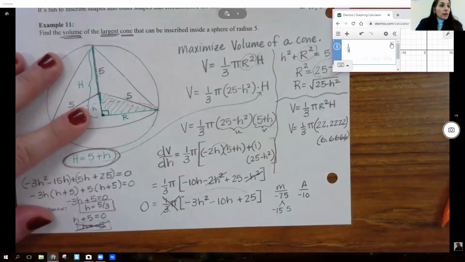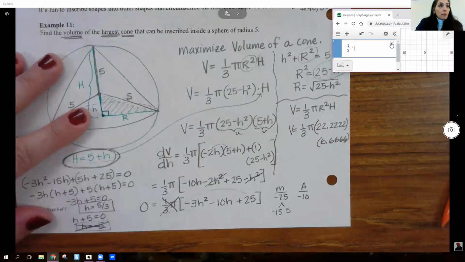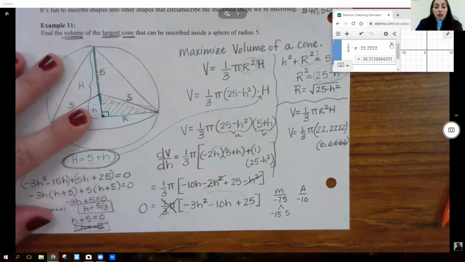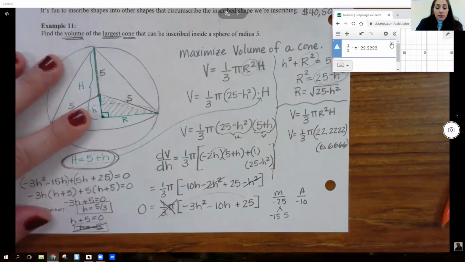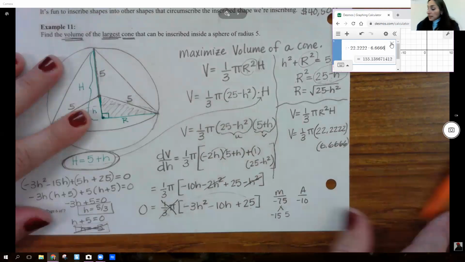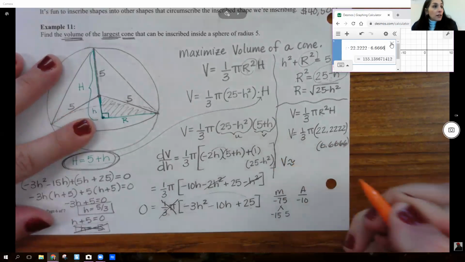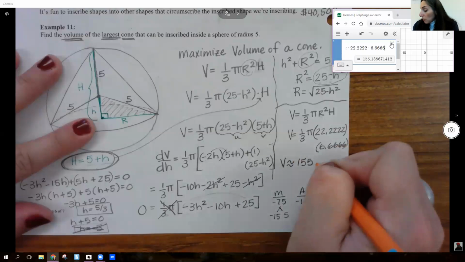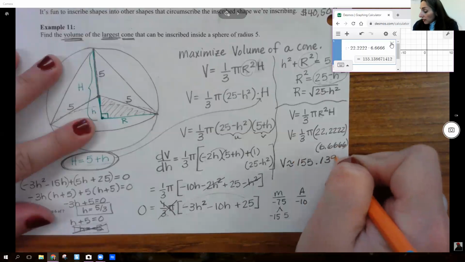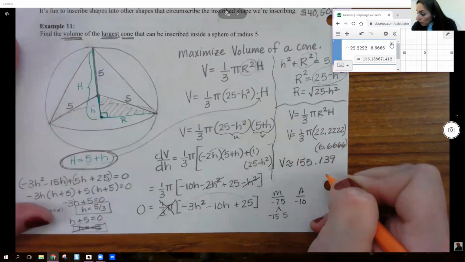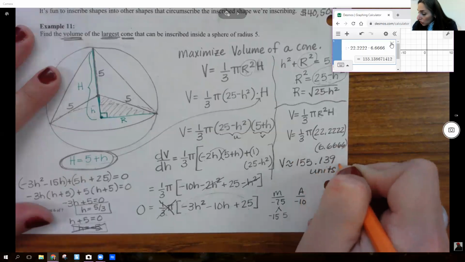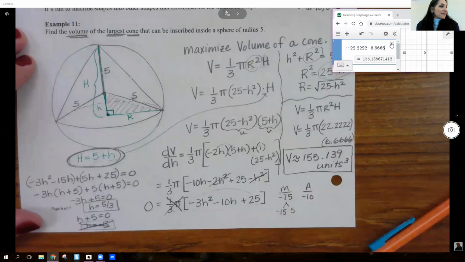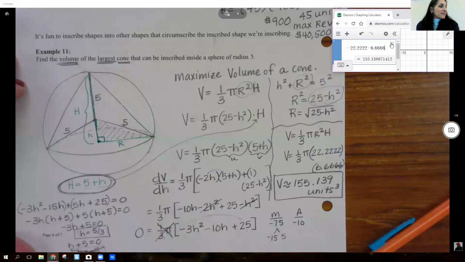So 1/3 times pi times 22.2222 times 6.6667. Looks like we get, roughly, to 3 decimal places, 155.139. And this would be units cubed, since it is volume. All right. There you have it.